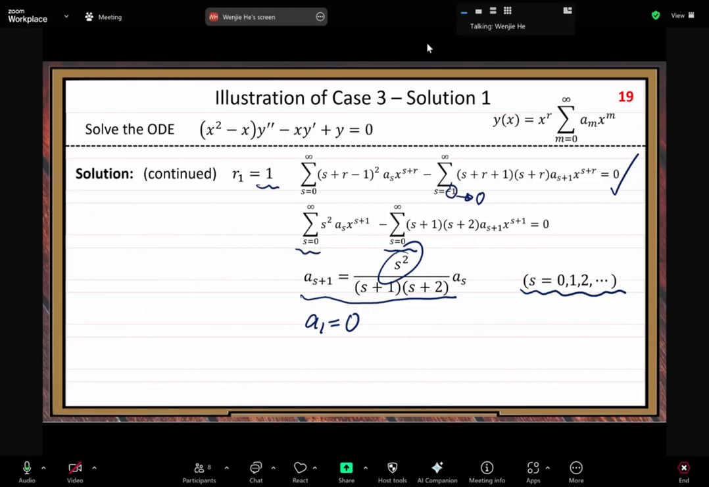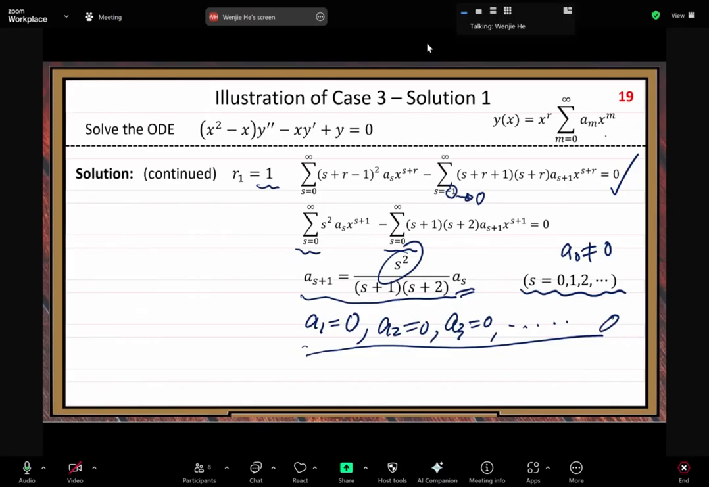So A1 equal to 0. If A1 equal to 0, can you see A2 also 0? Because when you calculate A2, it's something multiplied by A1. If A2 is 0, can you get A3 as 0? All the way to the end, all 0, right? But A0 is not 0, right? Only non-zero coefficient is A0. All the remaining coefficients are all 0.